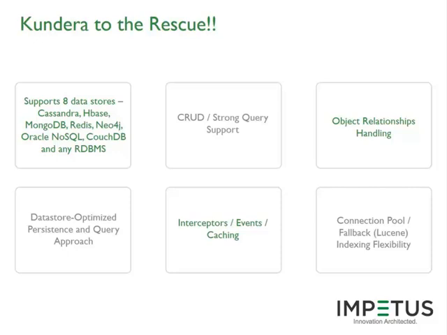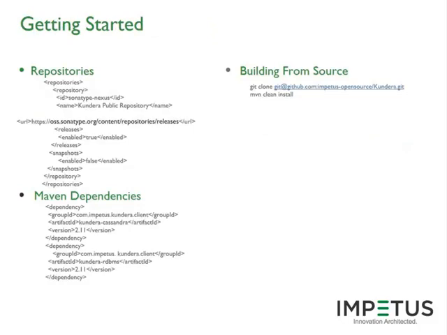To list a few key features that Kundera provides, it has a robust query system. It provides easy object-to-relational mapping. It has support for secondary-level caching, event-based data handling, connection pooling, as well as Lucene-based indexing. In the next few slides, we'll take a quick look at the code to demonstrate how simple and easy it is to start using Kundera in your applications.